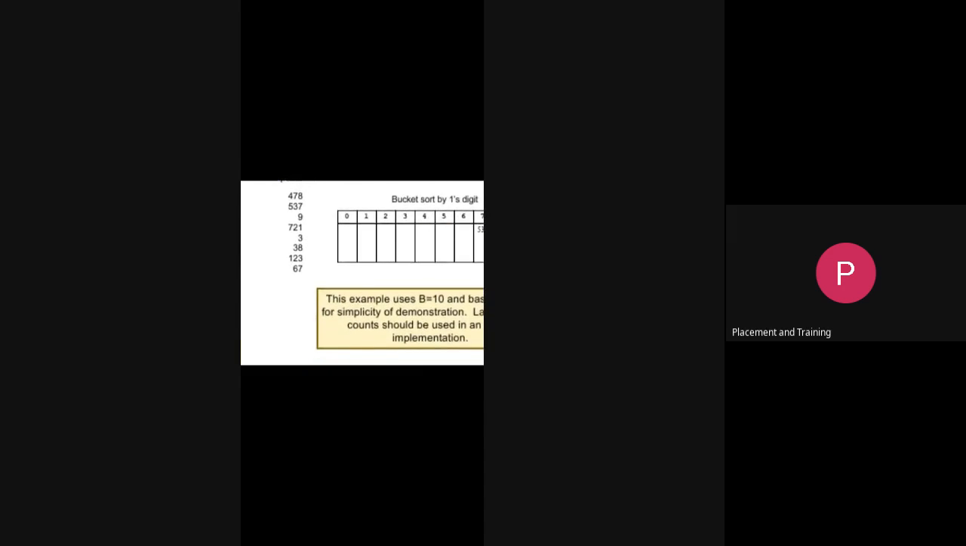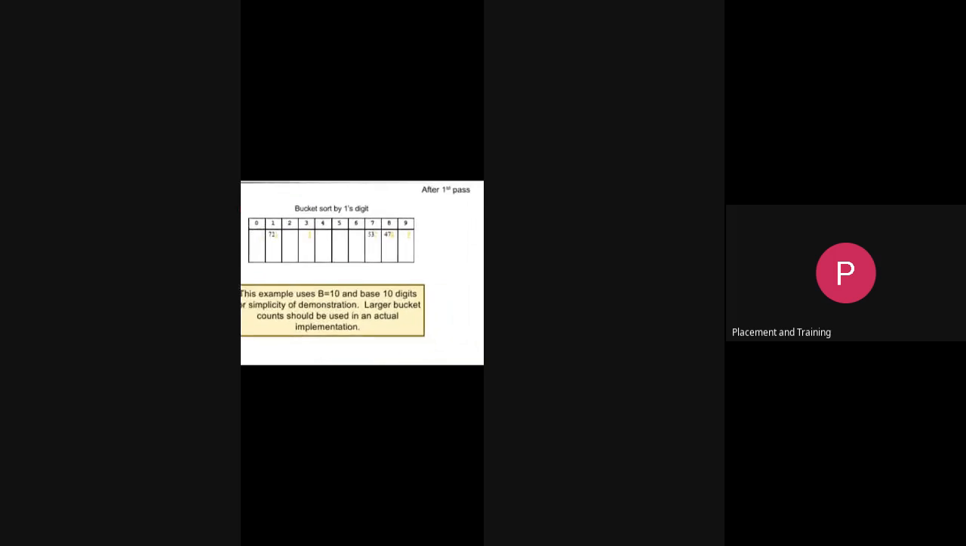9 is just a single digit, so we take the last digit 9, and it gets placed in the bucket called 9. Where does 721 get placed? 721 gets placed in the bucket called 1. And then 3 gets placed in the bucket called 3. And then where does my 38 get placed? My 38 gets placed in my bucket called 8. And then my 123 gets placed in my bucket called 3.